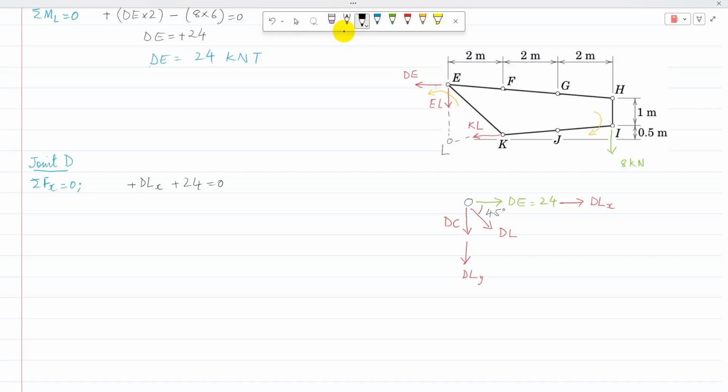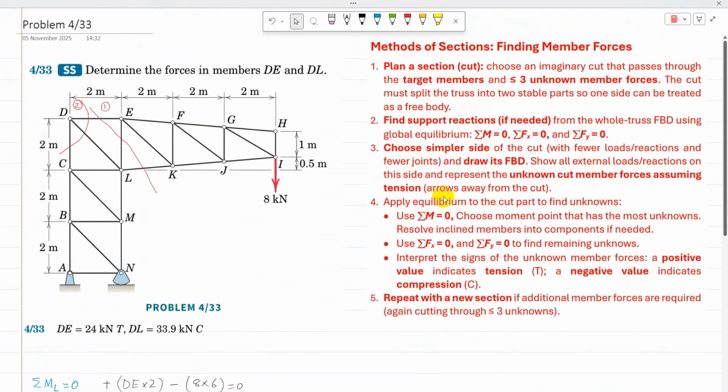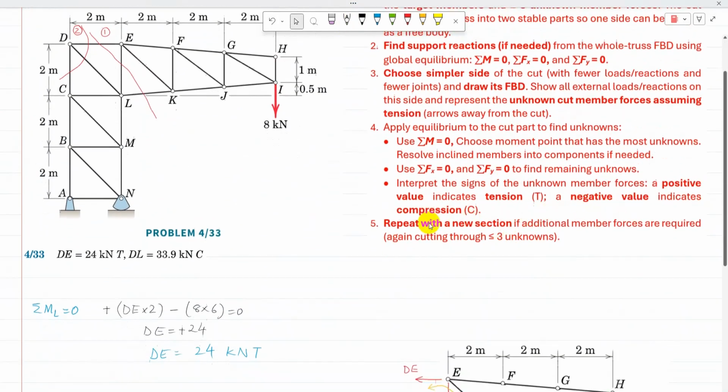The angle is 45, so DLx will be DL cos 45, which is equal to minus 24, and DL is minus 24 divided by cos 45. So that is minus 24 root 2, and 24 root 2 is equal to 33.94, so minus 33.94 kilonewton. Now the interpretation of the sign is that a negative value indicates compression.